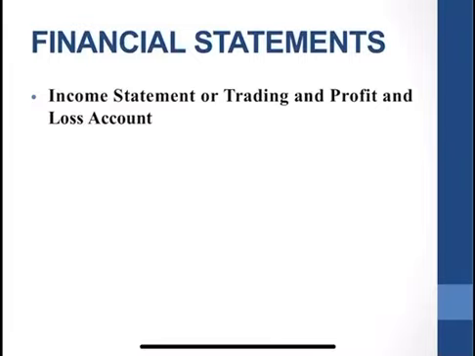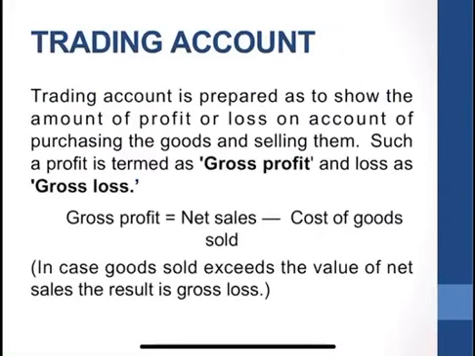It discloses the profit made or loss incurred by the concern during a definite period of time, whereas balance sheet indicates financial position of the concern on a given date. So let's talk about the income statement first, and its first part is trading account. It is prepared to show gross profit or loss on account of purchasing the goods and selling them.